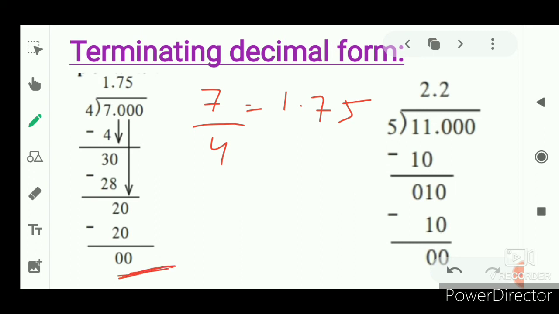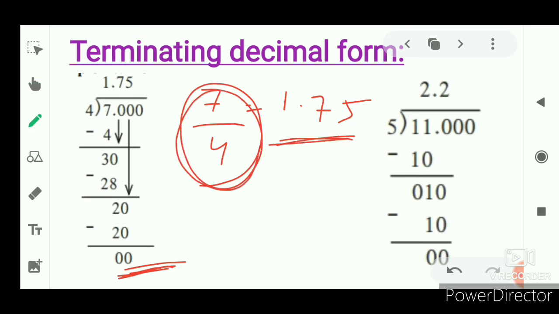Division is completed. So such type of divisions or such type of rational numbers are called terminating rational numbers or terminating decimal forms, because here the division is terminated or finished. There is no other number to be divided here because the remainder is 0 in this case. So such type of divisions is called terminating decimal forms.